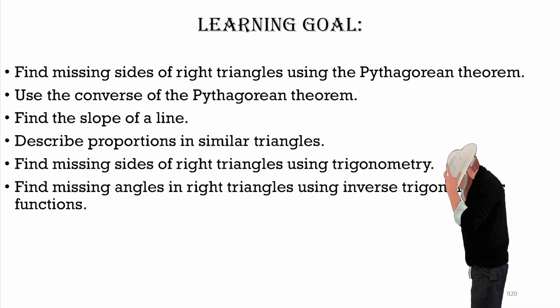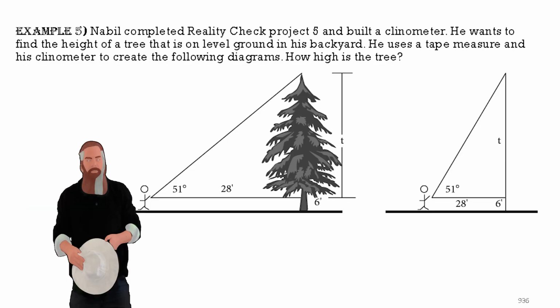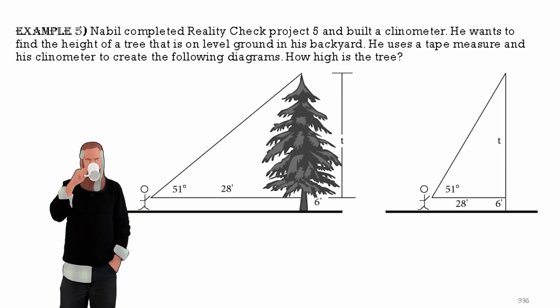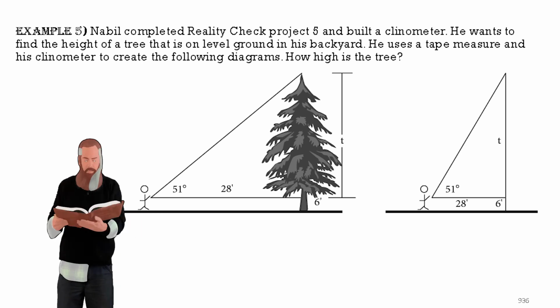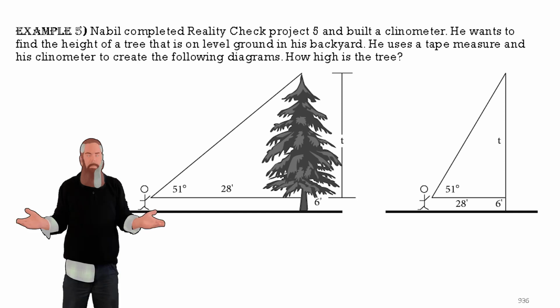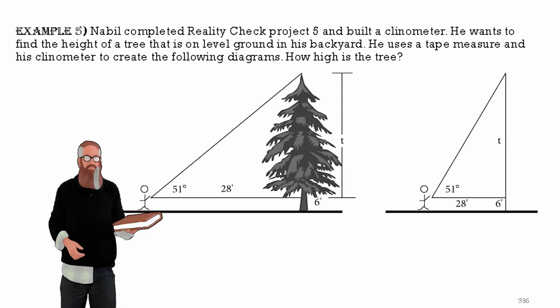Let's find the missing side of a right triangle using trigonometry. Nabil completed the reality check problem 5 and built a clinometer. He wants to find the height of a tree that is on level ground in his backyard. He uses a tape measure and his clinometer to create the following diagram. How high is the tree?